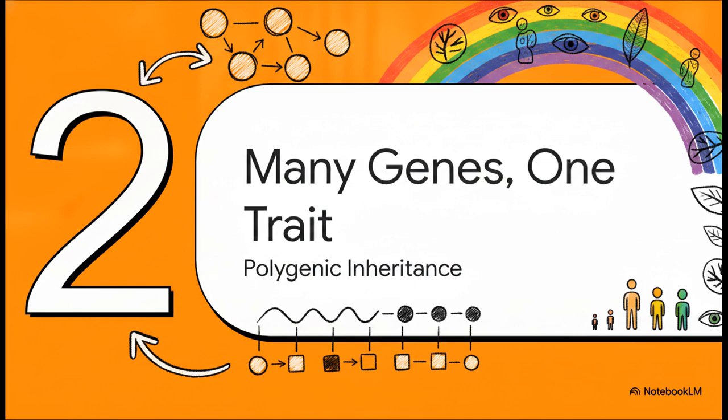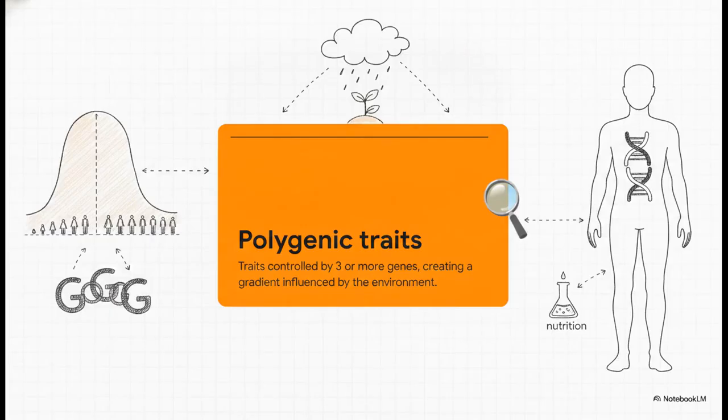So, Section 2, many genes, one trait. Let's explore the first side of this genetic coin, which is polygenic inheritance. Polygenic traits are controlled by 3 or more genes, all working in tandem. Think about human height for a second. We don't just have tall and short bins that people fit into. We have a continuous, sprawling gradient of heights. And crucially, polygenic inheritance doesn't just operate in a vacuum. It relies heavily on environmental influences, like nutrition, to mold that genetic foundation into your final physical phenotype.